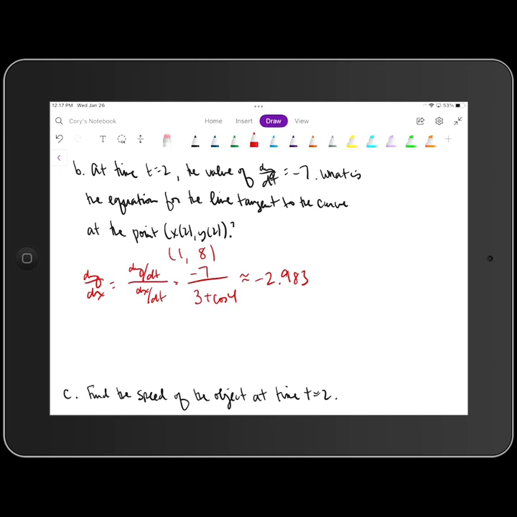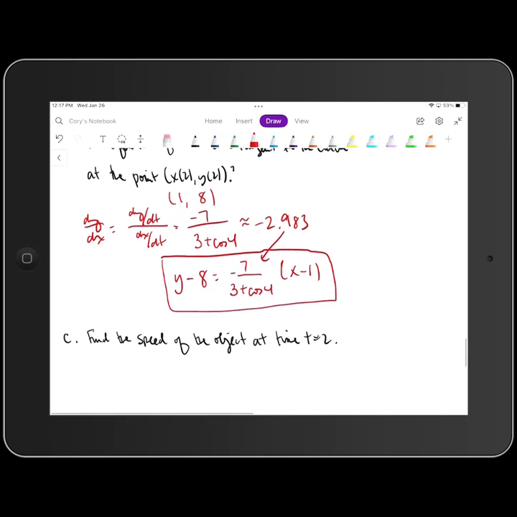So if I want to find the equation of the tangent line using the point slope formula, it's y minus the y coordinate 8 is equal to the slope, which is the derivative's value, which I'm going to leave as an exact answer, which is negative 7 over 3 plus the cosine of 4, times x minus the x coordinate 1. If you want to substitute that decimal approximation in, that's acceptable as well. Either of those is fine.